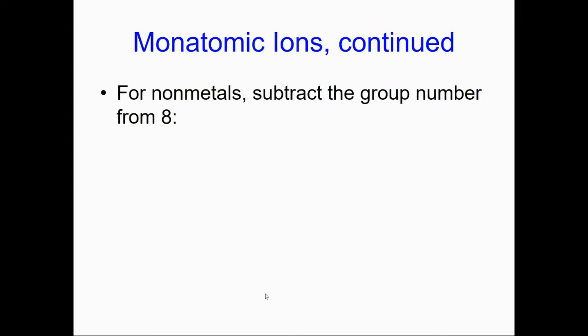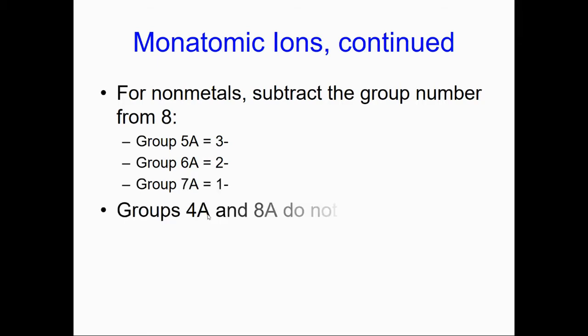Now let's look at our nonmetals. Our nonmetals like to gain electrons because they are very close to achieving an octet. So group 5A, which is your nitrogen group, has 5 valence electrons. It needs 3 more electrons to gain an octet, so it gets a charge of -3. Group 6A, your oxygen group, those get charges of -2. Group 7A gets charges of -1.